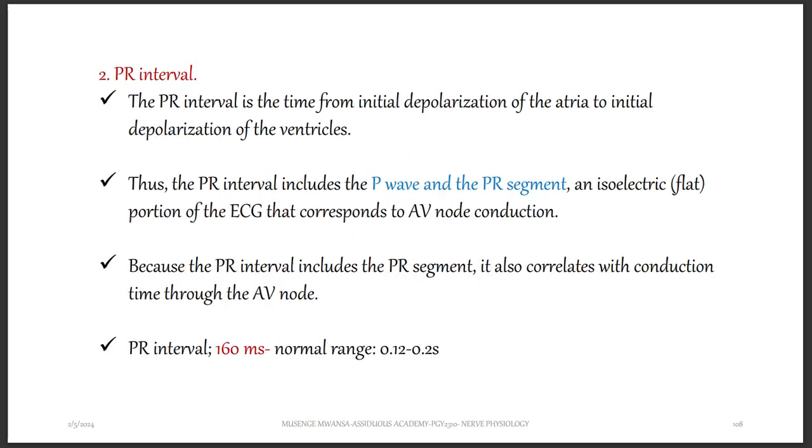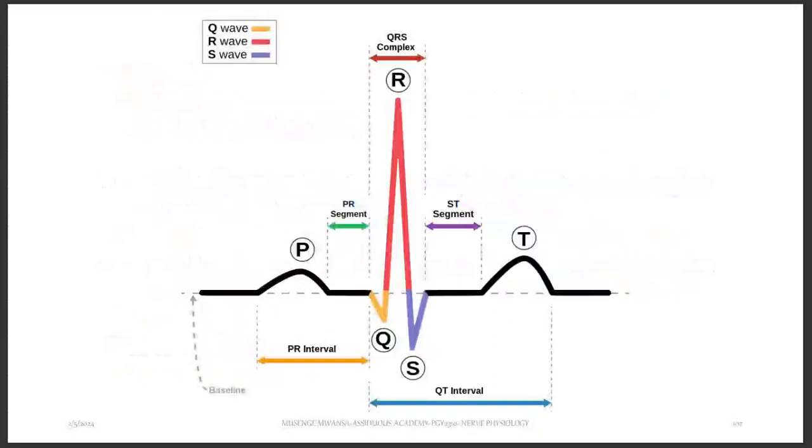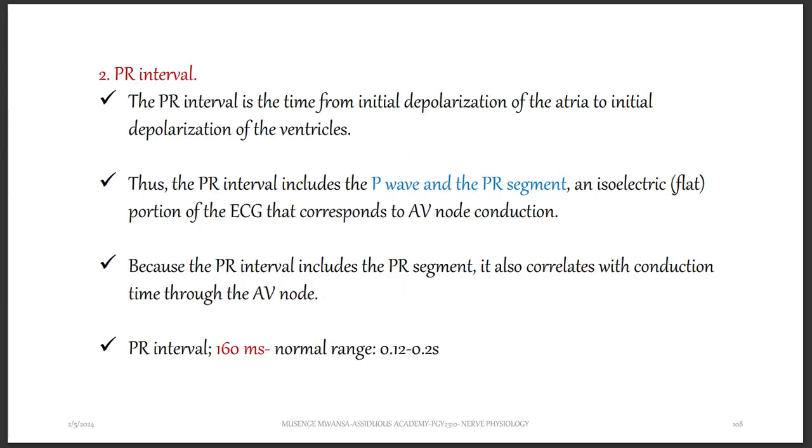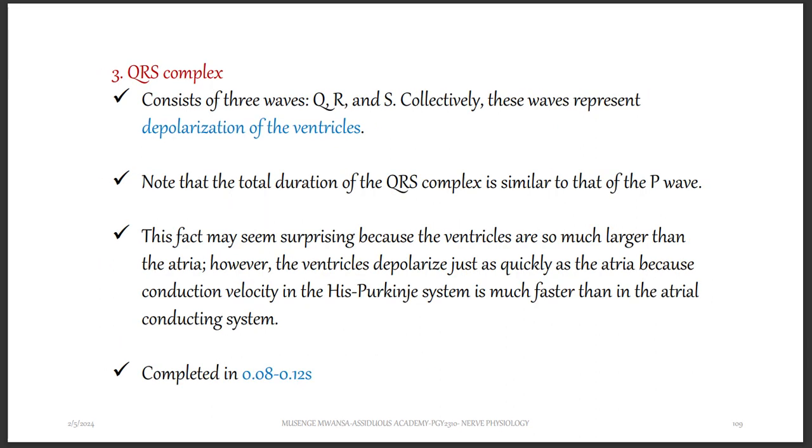And the PR interval is the time from the initial depolarization of the atria to the initial depolarization of the ventricle. If we say initial depolarization of the atria, we're talking about all the way from the beginning of the P wave to just where the ventricles want to start depolarizing. That's the beginning of the QRS complex. And that one lasts for about 160 milliseconds. Also, that is 0.16 seconds, with a range of 0.12 to 0.2 seconds.